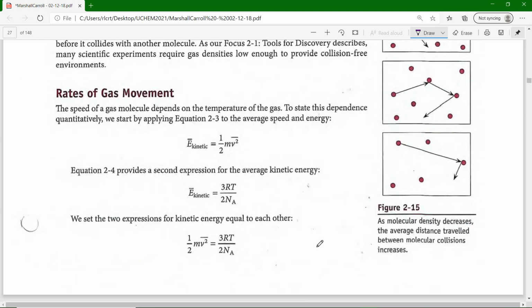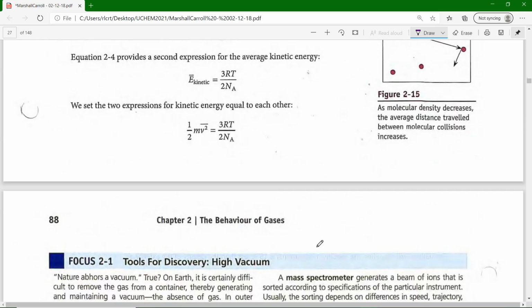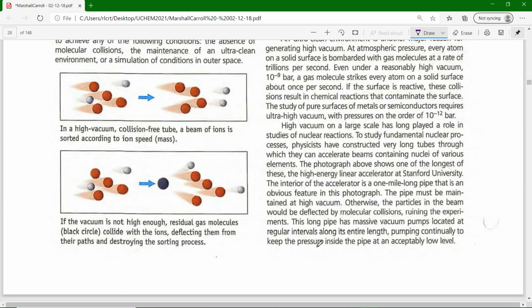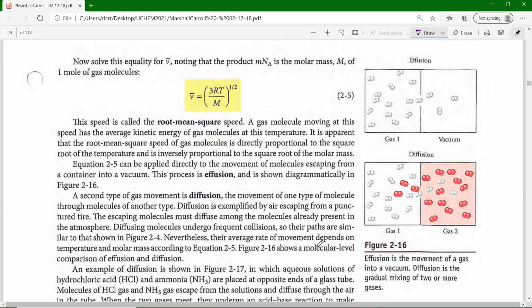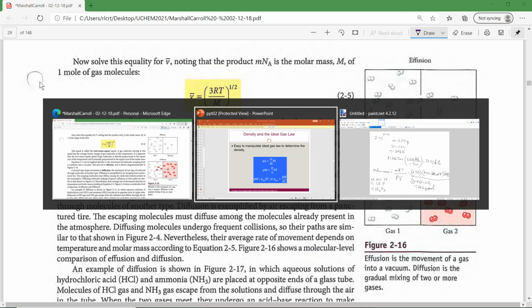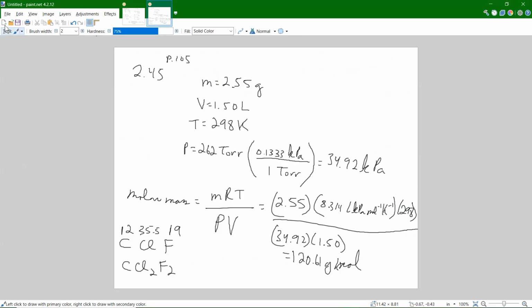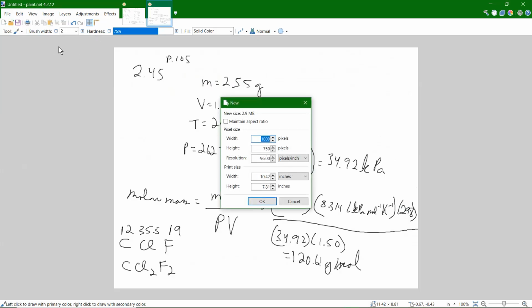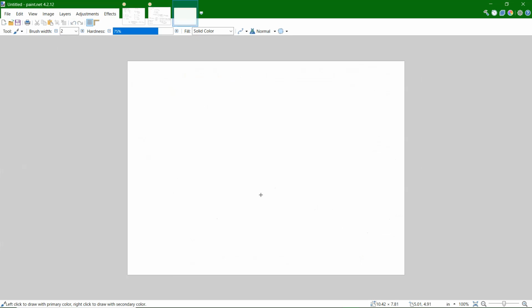Let's try 2.47 at the back of the chapter, because that's a density one. What is the density in grams per liter? Okay, so let me go to a new paint here. So page 106, 2.47.